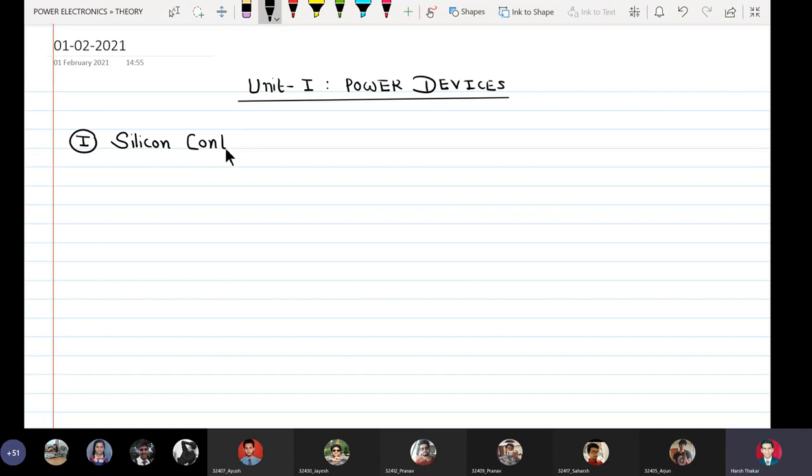Silicon controlled rectifier, abbreviated as SCR, right? SCR. So first we will write down some important points which describe not only the device but also the family to which this device belongs. So each and every point conveys a meaning. So you can consider that it is directly the notes which are narrated in the class.